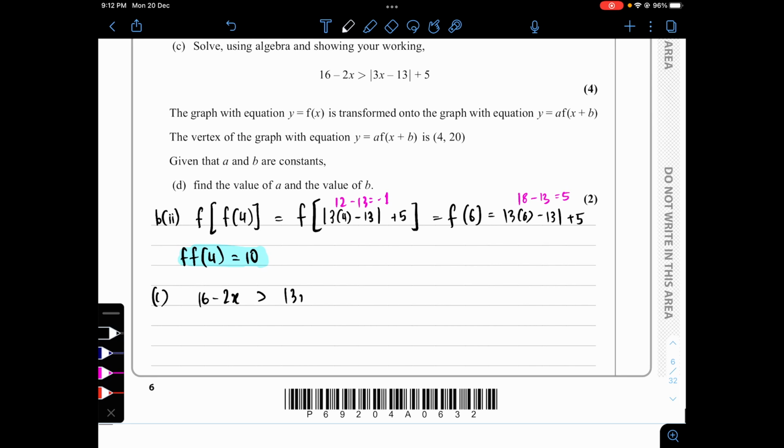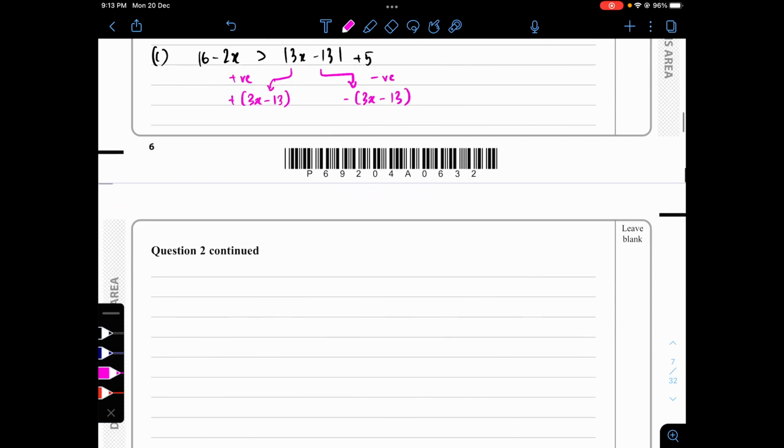So we have 16 minus 2x, and then 3x minus 13, plus 5. Now this can be split up into two sections. We can say a negative 1 and a positive 1. So we can say it's either plus 3x minus 13, or negative 3x minus 13, when we multiply it. So let's do that.